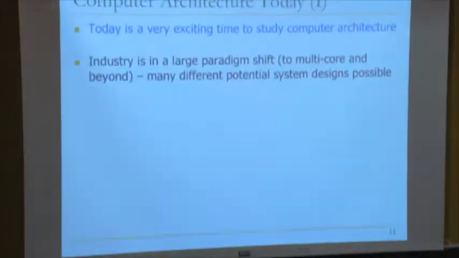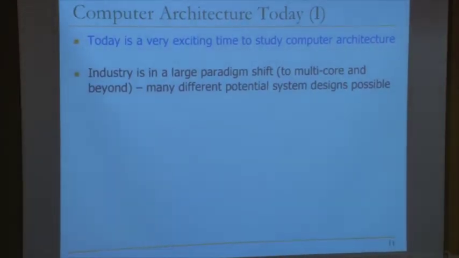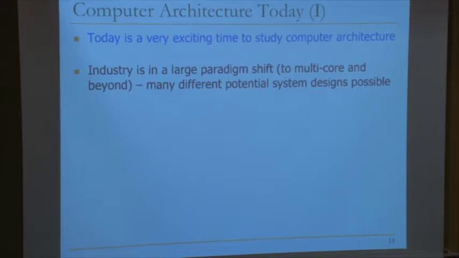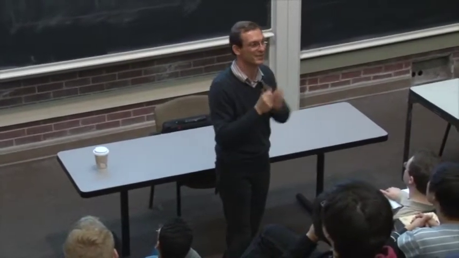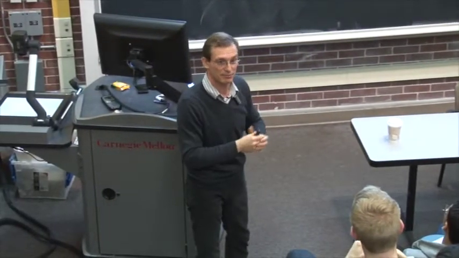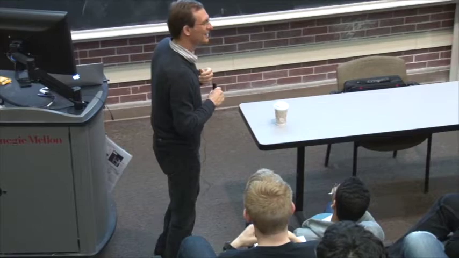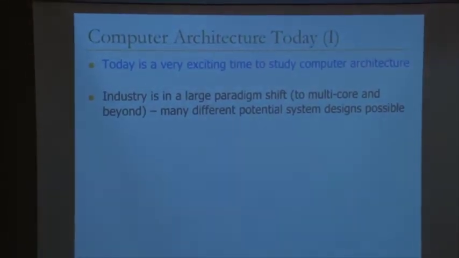Today, the industry and research are in a large paradigm shift to multi-core systems. There's no consensus on what kind of system is the best to build going into the future. We have multi-core processors today, but it's not clear if that's the answer because that makes life very hard for some people, as we discussed, programmers. And maybe there are other things beyond multi-core processors, maybe dynamically reconfigurable architectures. We will talk about that at some point, maybe not in too much detail. Today, many different potential system designs are possible, so I'd like you to have that perspective going into this course.